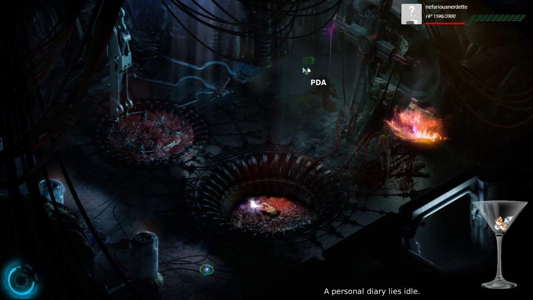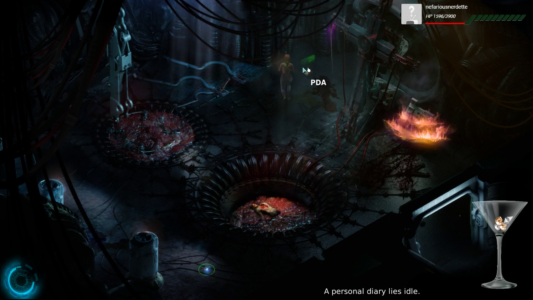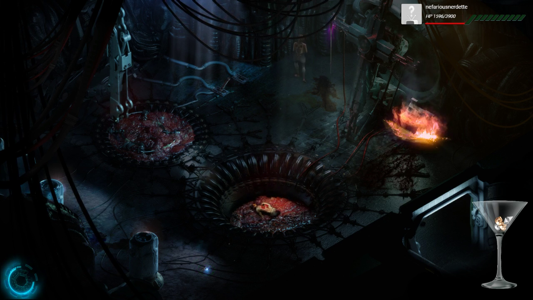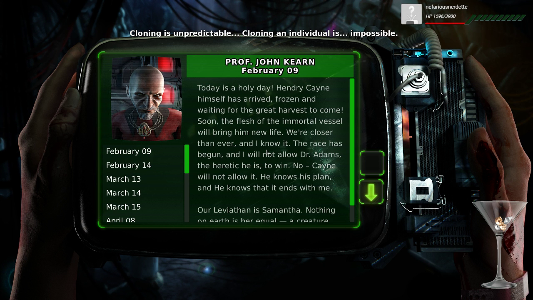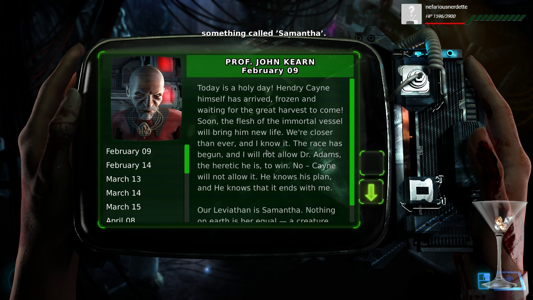Alright, so first up, let's take a look at this PDA, see what it has to say for itself. Oh, hello, ugly. Professor John Kern, February 9th. Someone. They were trying to grow Cayne. There it is. Cloning is unpredictable. Cloning an individual is impossible. Uh-huh. Sounds like they were using something special. Something called Samantha.